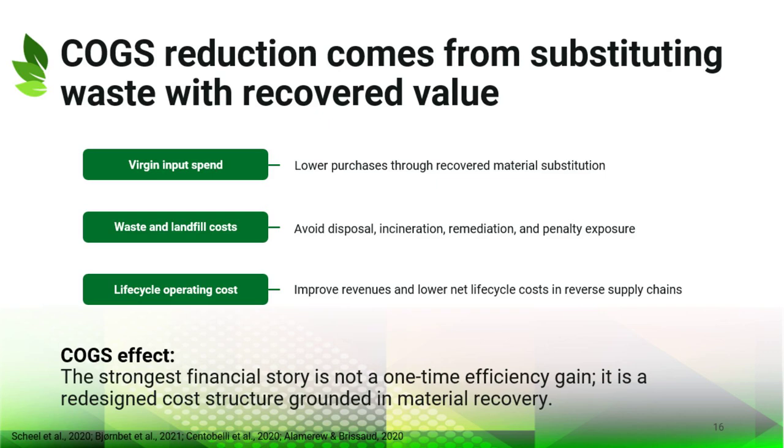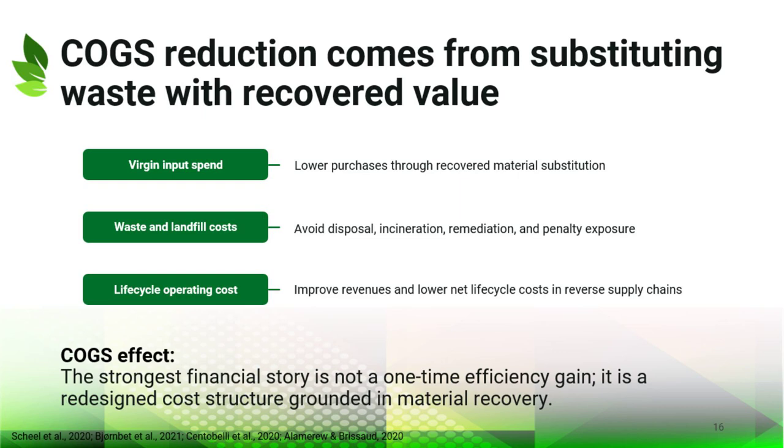Cost of goods sold is one of the most direct financial entry points for circularity. Virgin input spend can fall when recovered materials substitute for new raw materials. Waste and landfill costs can fall when firms avoid disposal, incineration, remediation, and penalty exposure. Life cycle operating costs can improve when reverse supply chains recover components, extend product life, or support second life use.